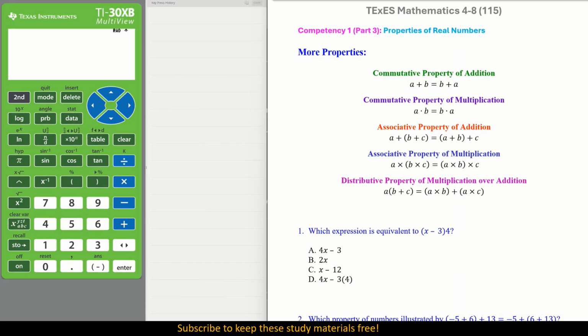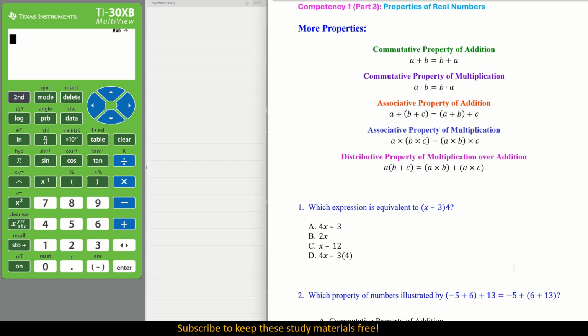Okay, for this video, we will use the commutative property of addition, the commutative property of multiplication, the associative property of addition, and also of multiplication. And lastly, the distributive property. Very common properties used in mathematics, although we don't always identify them when we are using them.